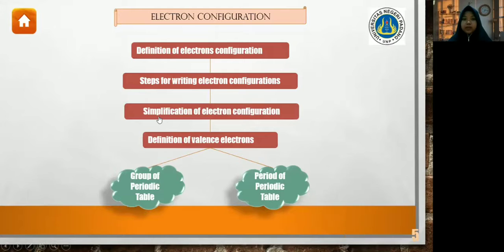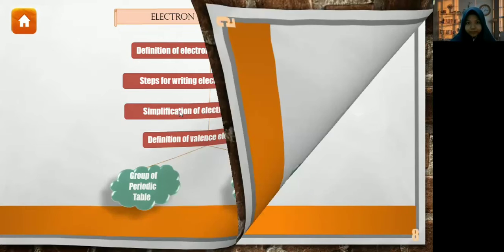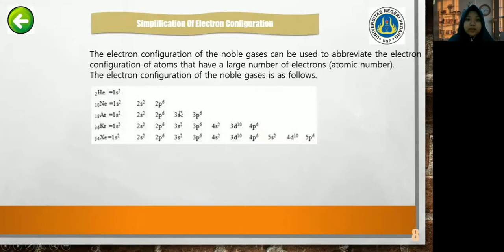Okay, next I will explain about simplification of electron configuration. The electron configuration of the noble gases can be used to abbreviate the electron configuration of atoms that have a large number of electrons or atomic number. The electron configuration of the noble gases is as follows. 2He equals 1s squared.